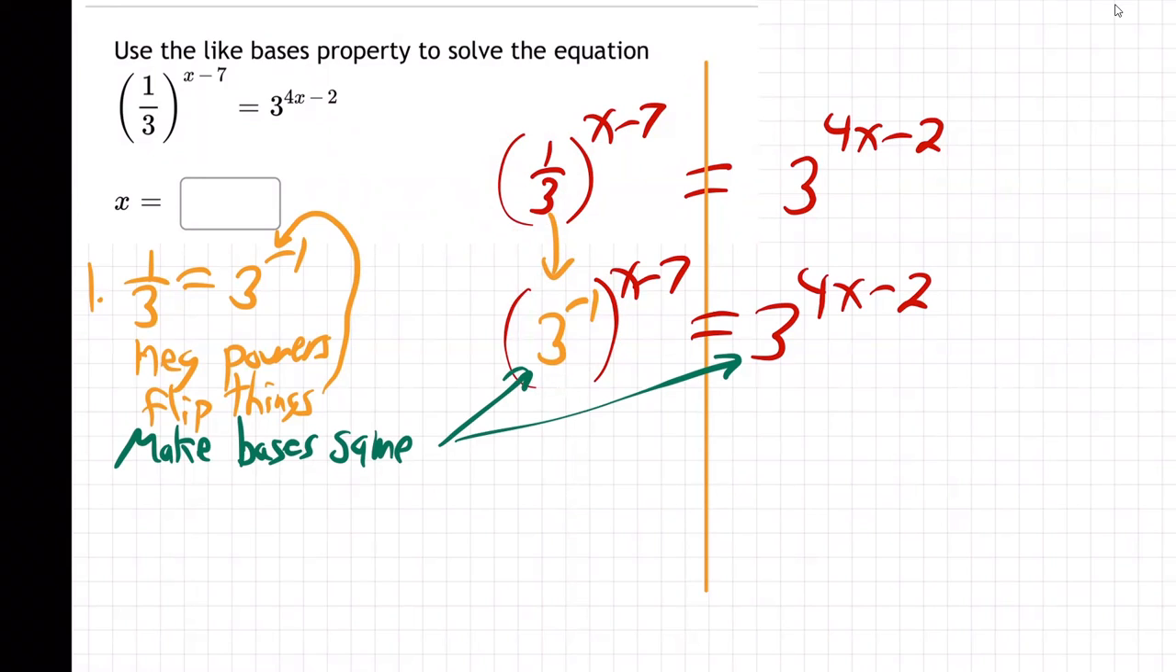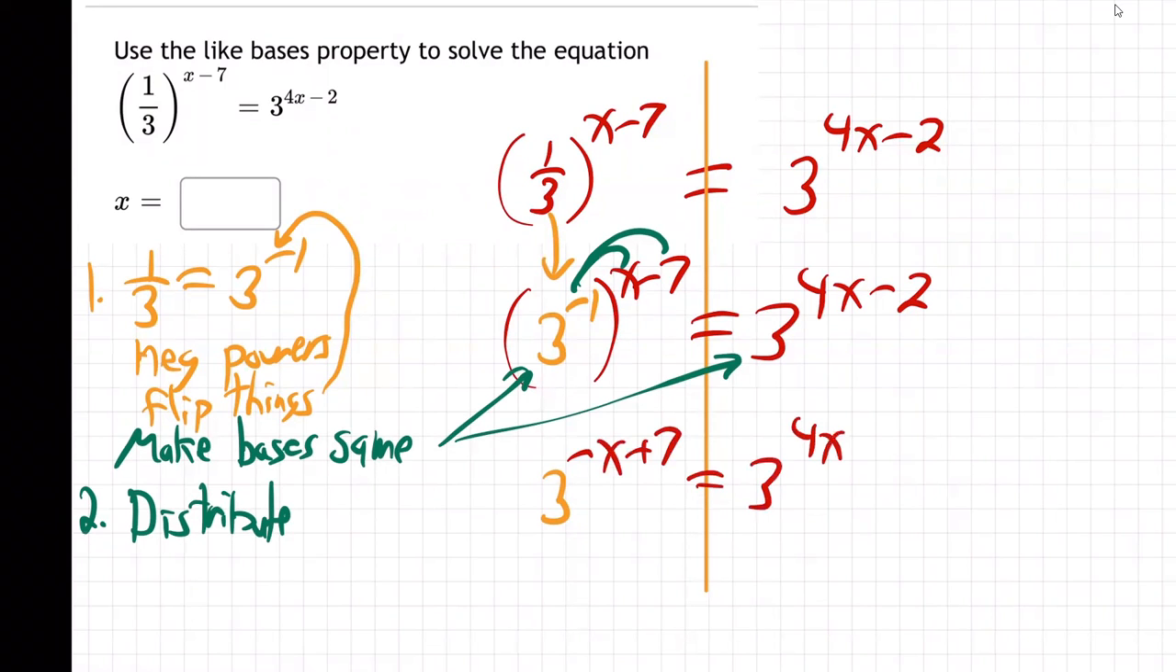And then what do we do from there? Well, actually now we can also say step 2, distribute. So this minus 1 is going to go bonk, bonk. And this will be 3 to the minus x plus 7. See what happened there?